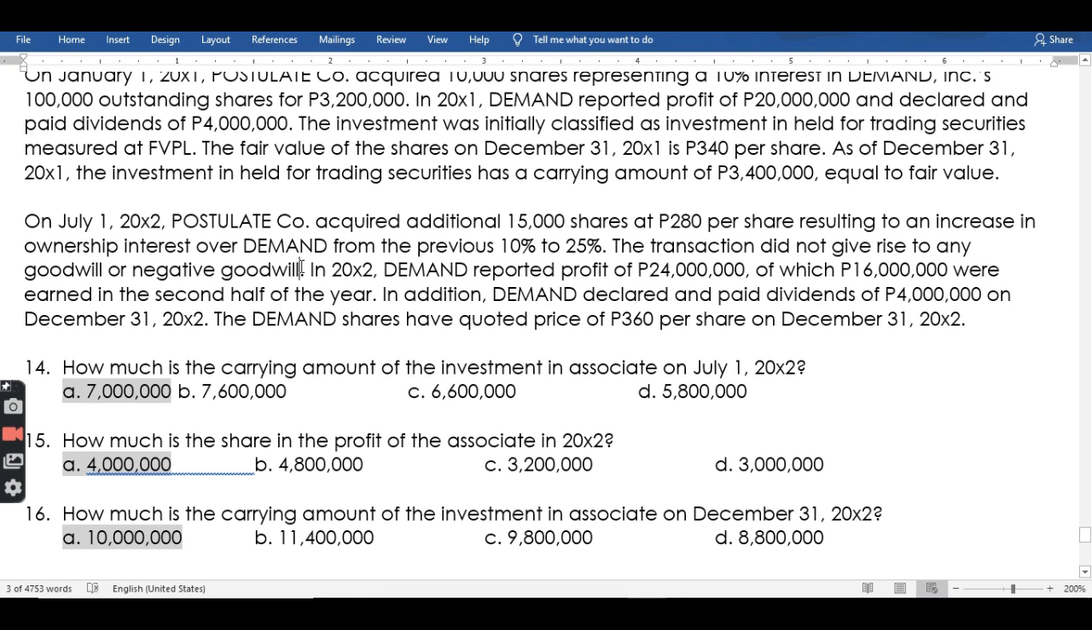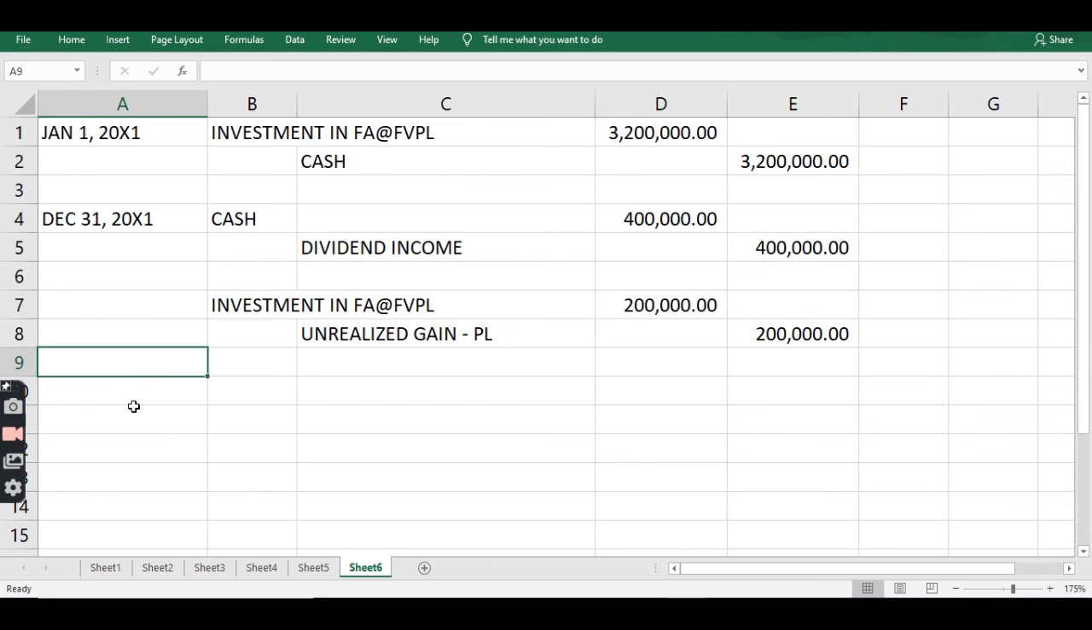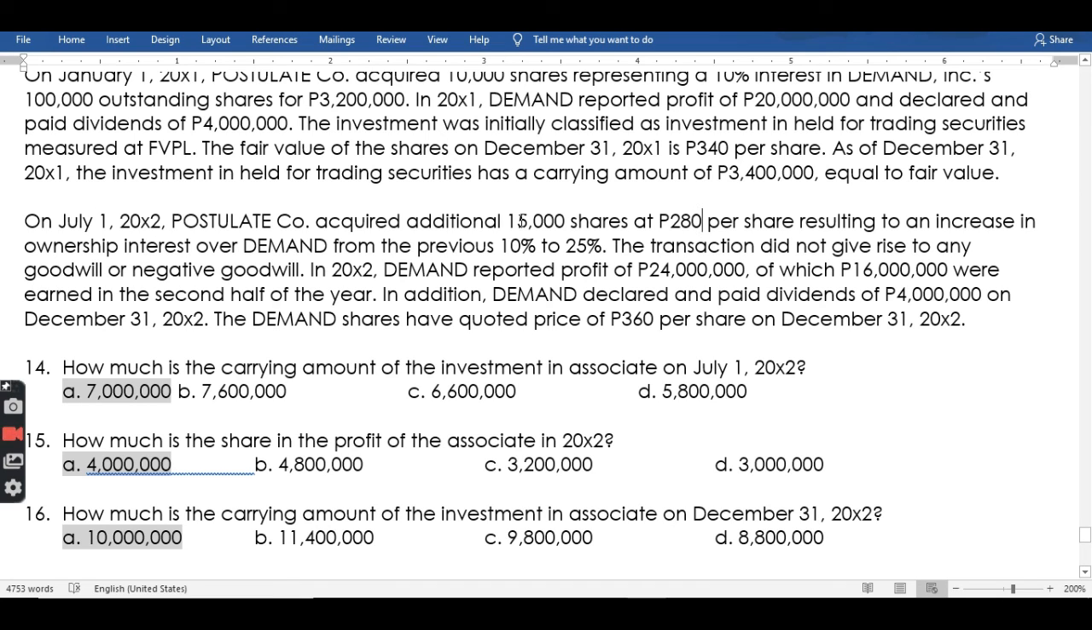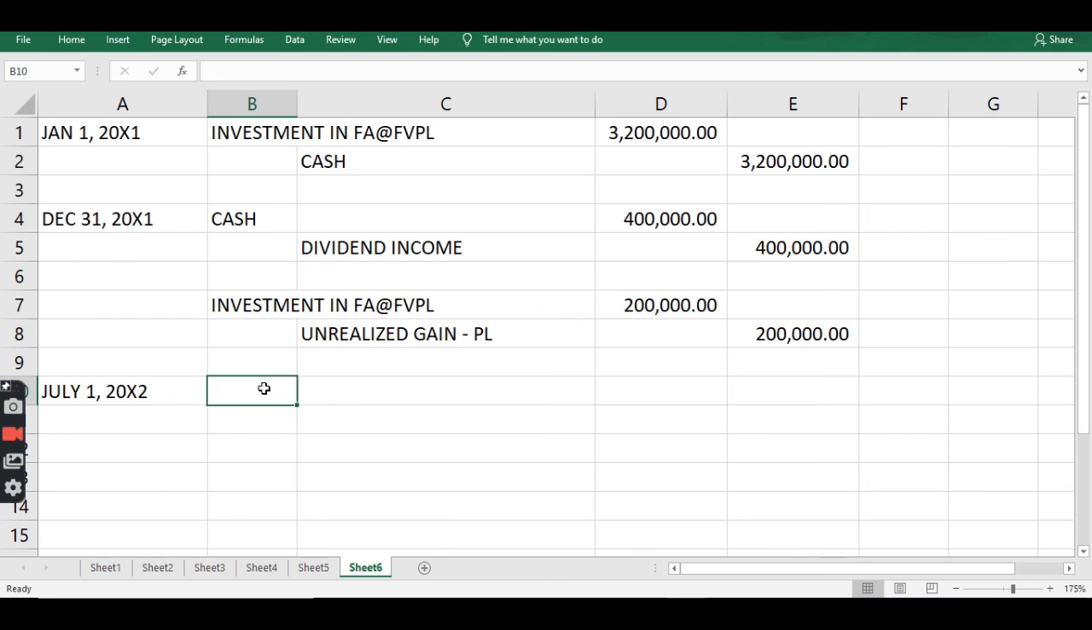So ano ngayon ang mangyayari dyan? So in this case, ngayon, step acquisition, from the time, so gagawa tayo ng entry ng July 1, 20x2, ang gagawin natin, i-re-measure muna natin yung investment, okay, at fair value, tapos saka natin i-recognize yung additional na binili. Kasi from this time, noong July, because of the additional purchase, magkakaroon tayo ng step acquisition, okay, or madagdagan yung ating share, maging associate na natin to. So ang mangyari muna, recognize muna tayo ng unrealized loss.